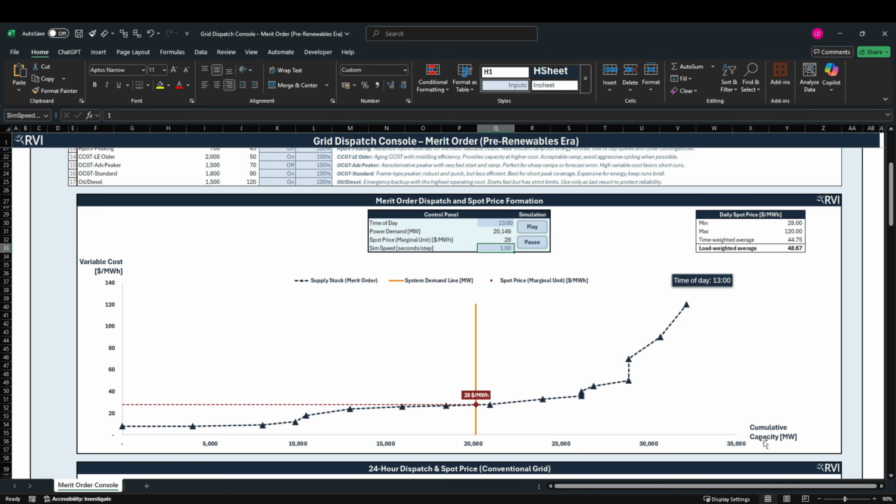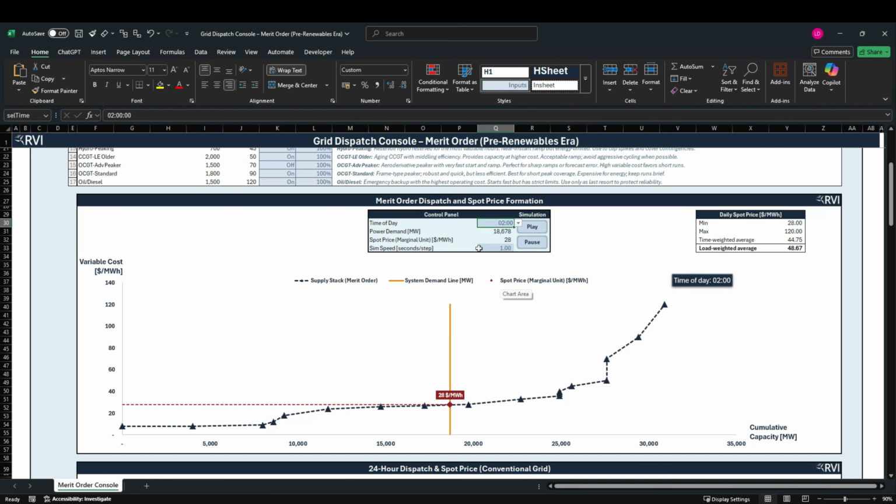Along the bottom of the chart, we look at cumulative capacity in megawatts, and on the left at variable cost in dollars per megawatt hour. So this one picture connects physical generation on the grid directly to the market price we see at any instant. Now that you know what each element does, let's run the system. Let's start early in the morning, say 2 o'clock. So we start with low demand and a low price. Now let's watch how it evolves as the day unfolds.